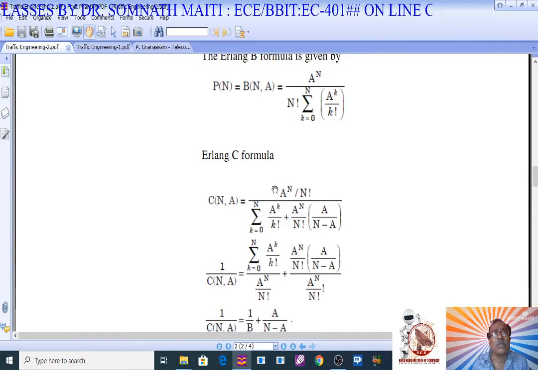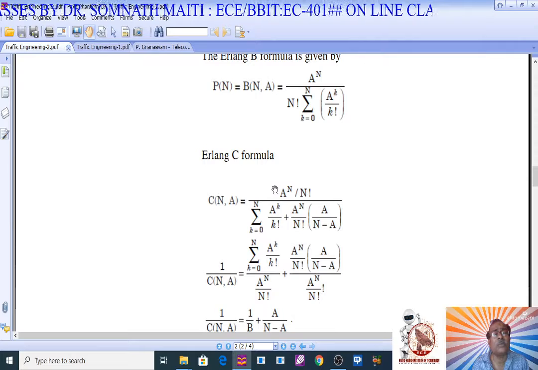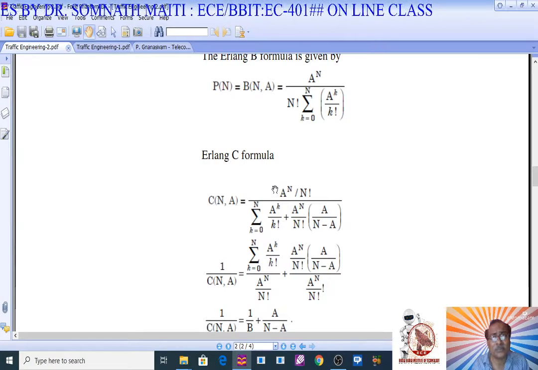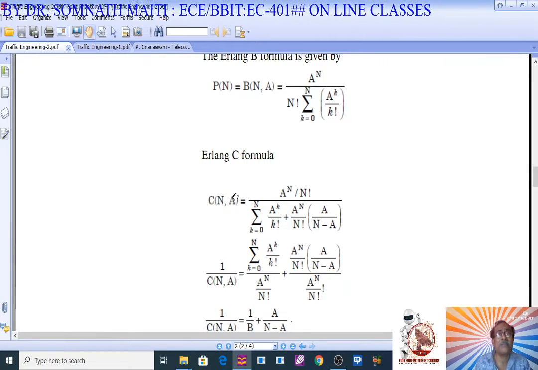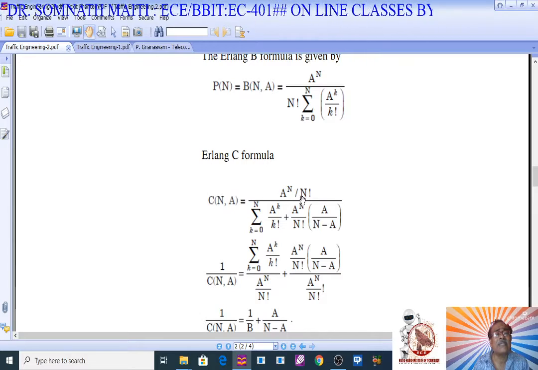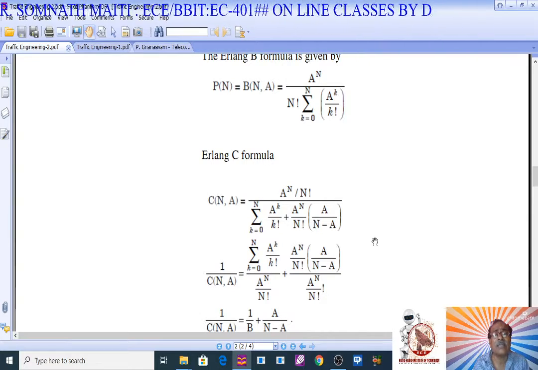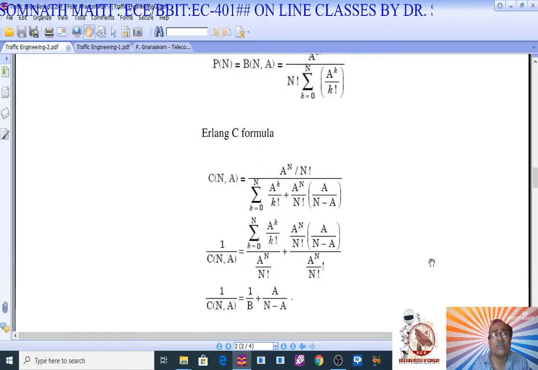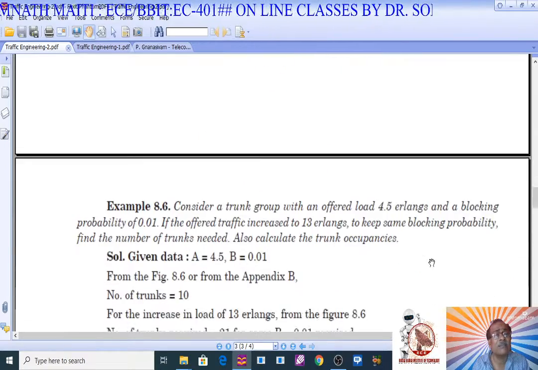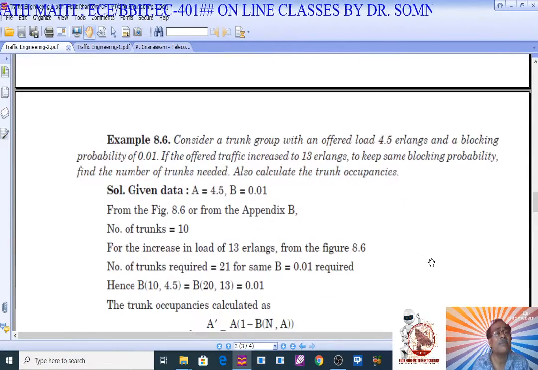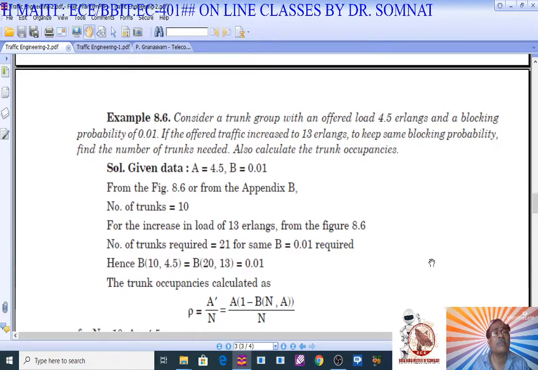which is, suppose you are put in a queue, in that case, what is the call completion rate? So that will be given by this. I shall come to this later on. Before that, let us see some examples.